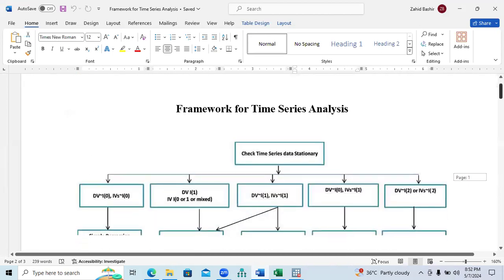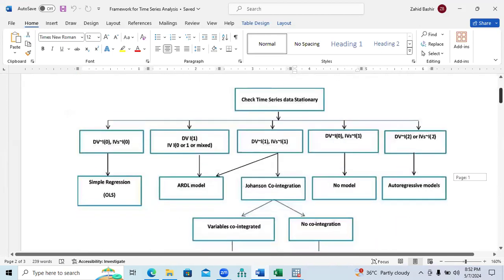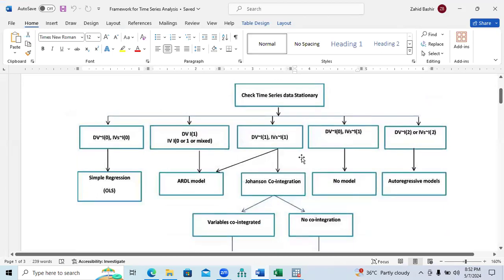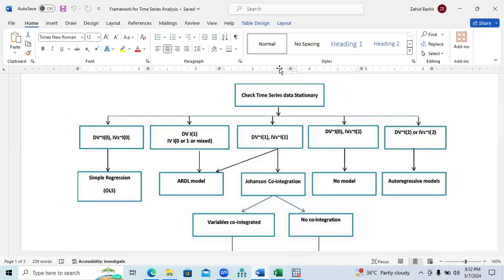Tomorrow I will decide which method is appropriate. The time for today's session is going to end. As no participant was present today, there might be no questions from them. Tomorrow I will let you know, on the basis of the unit root test, how we will decide whether we are going to use the OLS, the ARDL model, the Johansen co-integration model, or an autoregressive model.